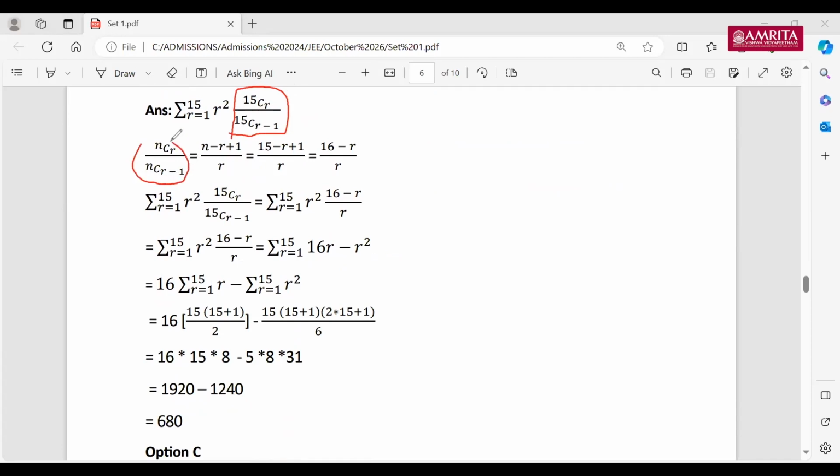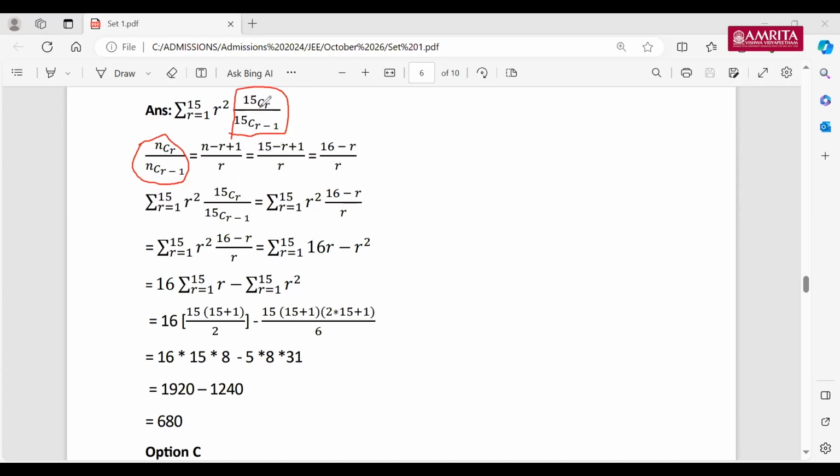I hope you remember this formula: nCr by nC(r minus 1) is equal to (n minus r plus 1) by r. If you don't know this formula, you can just note it down and use it in these types of questions. So n is 15, r is r itself. So how can we write this? 15 minus r plus 1 by r. So this is (16 minus r) by r.